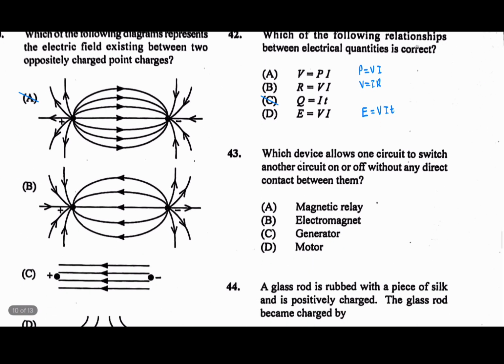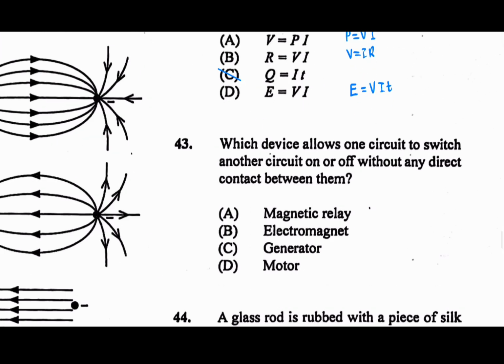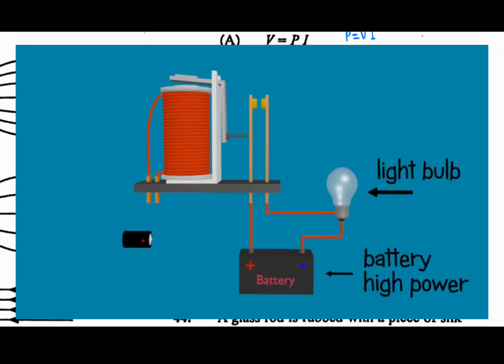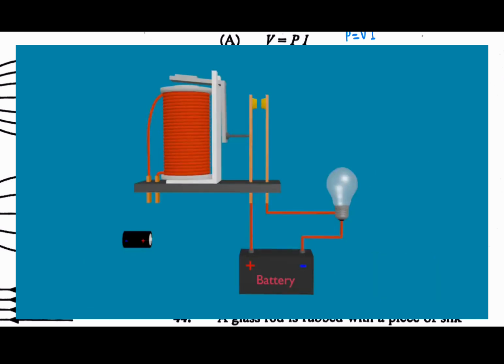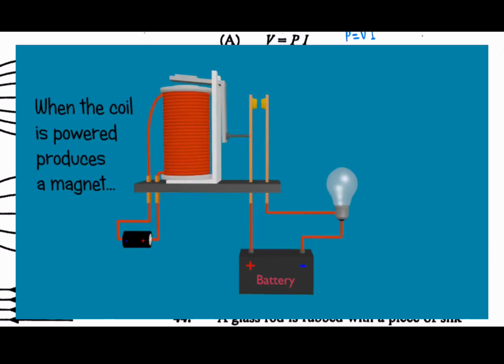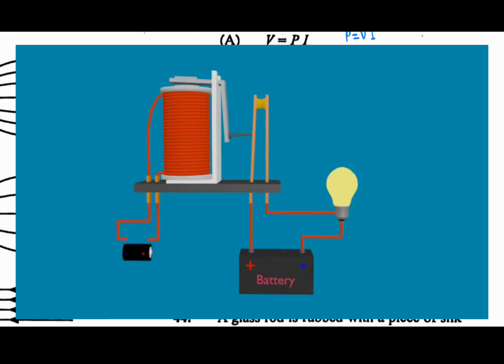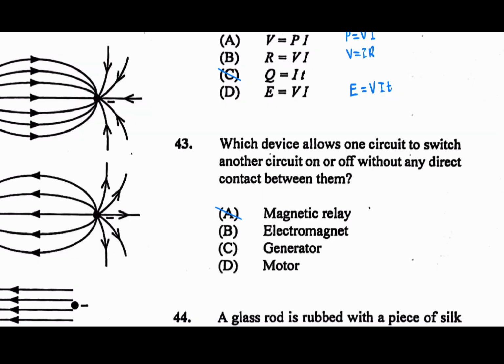43. Which device allows one circuit to switch another circuit on or off without any contact between them? We're talking about a magnetic relay. In a magnetic relay, once you supply power to the coil side, it causes a magnetic field to be developed, and this causes the latch on the secondary side of the circuit to be attracted to the magnetic field. That causes the latch to be closed, and that completes the circuit on the secondary side. That is how you could switch another circuit on or off without any direct contact between them.